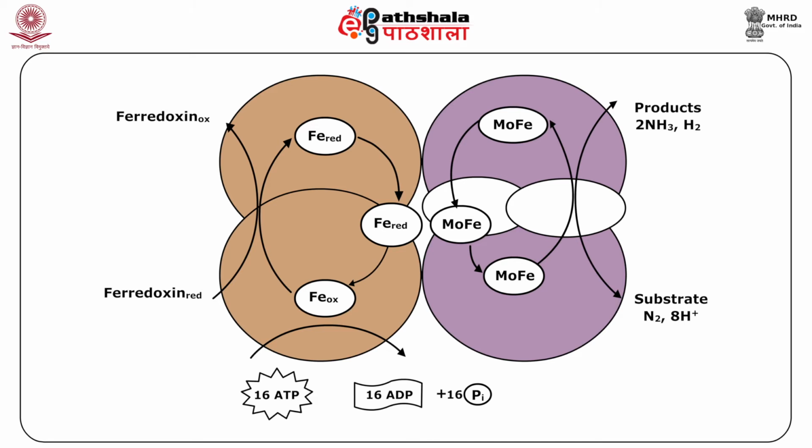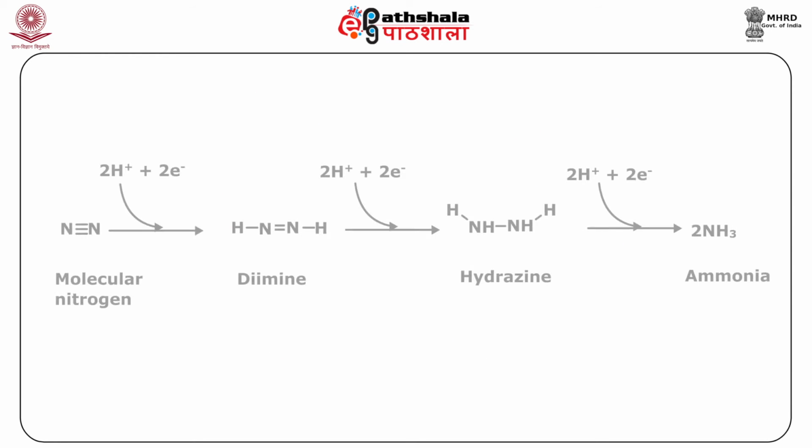The figure represents the flow of electrons in the nitrogenase catalyzed reduction of nitrogen. The actual reduction of nitrogen occurs on the molybdenum iron protein in 3 discrete steps, each involving an electron pair. In the first step, the molecular nitrogen gets converted into diimine with the release of 2 protons and 2 electrons. Then hydrazine is formed with the release of 2 electrons and 2 protons. Further, ammonia is formed with the release of 2 protons and 2 electrons.